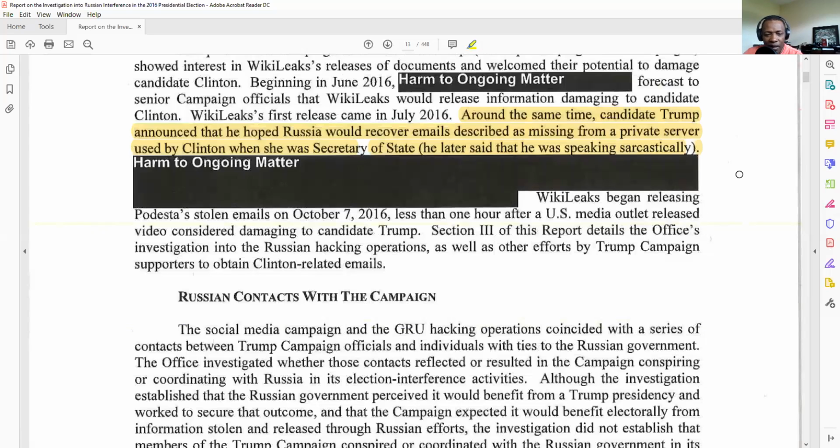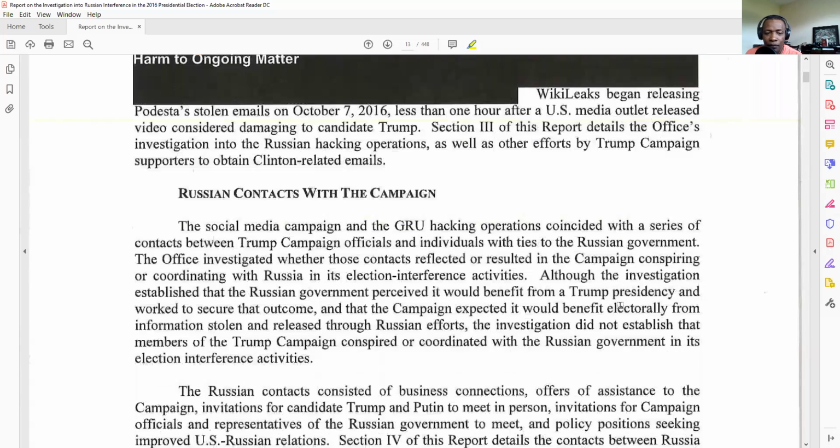Continuing, WikiLeaks began releasing Podesta's stolen emails on October 7, 2016, less than an hour after a U.S. media outlet released video considered damaging to candidate Trump. Section 3 of this report details the office's investigation into the Russian hacking operation, as well as other efforts by Trump campaign supporters to obtain Clinton-related emails.